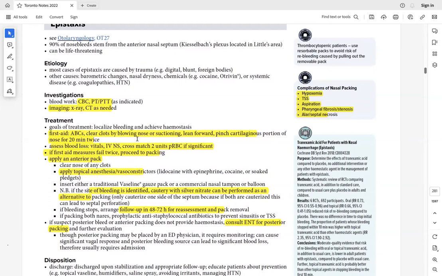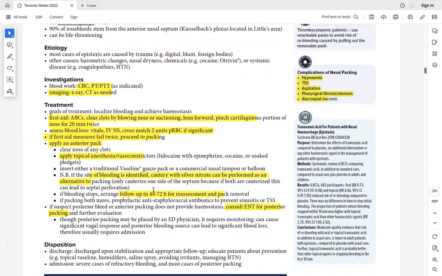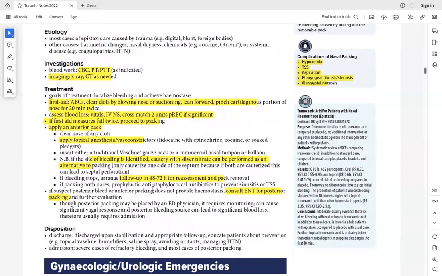After pinching the nose twice for 20 minutes on the cartilaginous portion, then anterior nasal packing, silver nitrate, follow up in 48 to 72 hours to remove the packing. Okay. And if the patient has any underlying coagulopathy, always try to coat the packing with Vaseline gauze. Okay. Because if you remove the gauze, bleeding can start again. And after that, ENT consultation. If the bleeding has still not stopped, prepare the patient for posterior nasal packing by an ENT specialist. Consult them and they will do it.